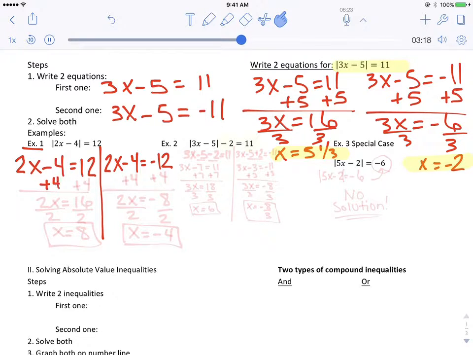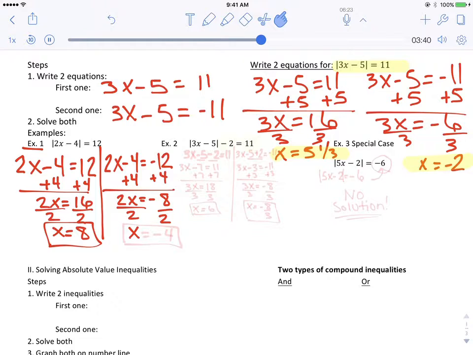Now we will solve both of those for x. So equation 1, we add 4 to both sides. 2x equals 16. Divide both sides by 2. X equals 8. There's one solution. Equation number 2, we add 4 to both sides. 2x equals negative 8. Divide both sides by 2, and x equals negative 4. So the two possible solutions for our absolute value equation are x equals 8 and x equals negative 4.